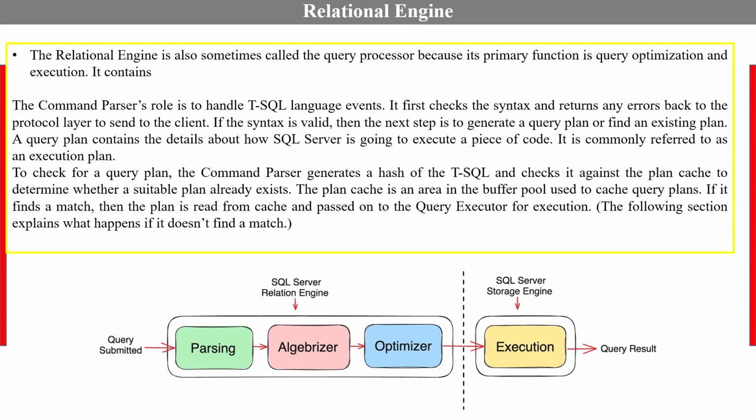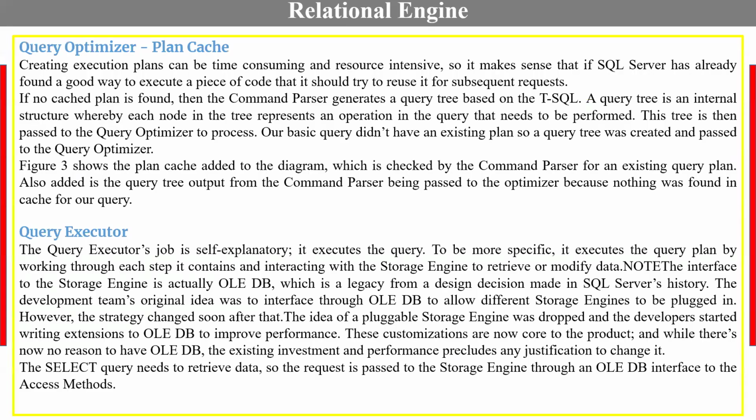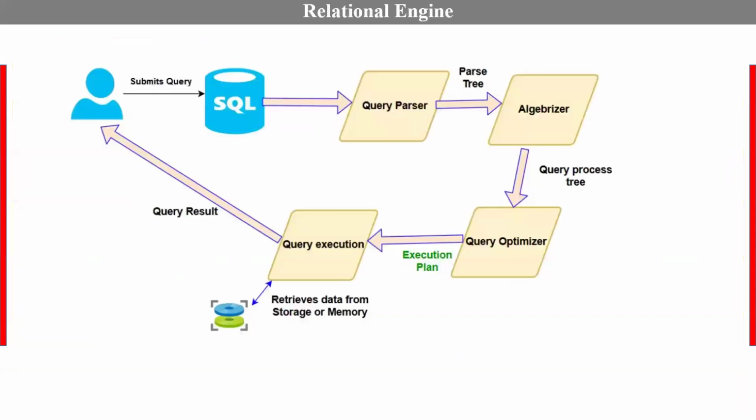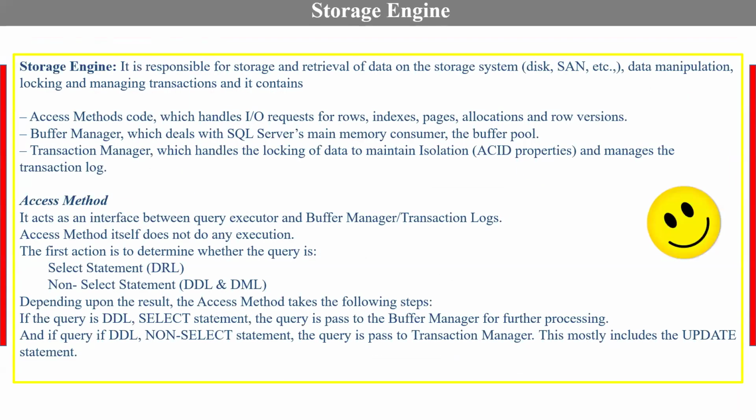The executor will send a request to the access method, which is part of the storage engine. The access method contains multiple APIs, application programming interfaces, through which it can understand what kind of request you are passing, whether it is a select statement or a non-select statement, and it works accordingly. For example, in yesterday's session we discussed the select statement. The access method will send a request to the buffer manager.